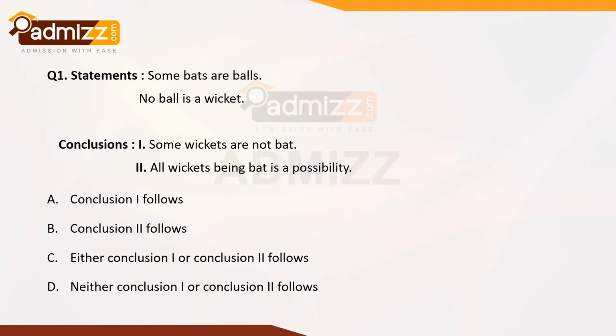First question, we are given 2 statements, right? Some bats are balls. No ball is a wicket, right? So with these two, we have to see which conclusion best fits, right? So the first conclusion is some wickets are not bat. All wickets being bat is a possibility. So we are given 2 particular statements, right? And from this, we have to choose the appropriate options, right?